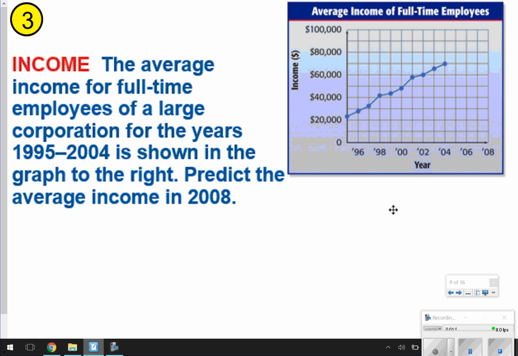Number 3 talks about an income line graph. The average income for full-time employees of a large corporation for the years 1995 to 2004 is shown in the graph to the right. Predict the average income in 2008. Again, notice what the trend is doing. This line would be 1995 all the way over. 2008's over here, so what level of numbers or average salary would you think would be in 2008? Once you're done, after pausing the video, go ahead and click play, come back to us, and make sure you're comparing answers with your partner.